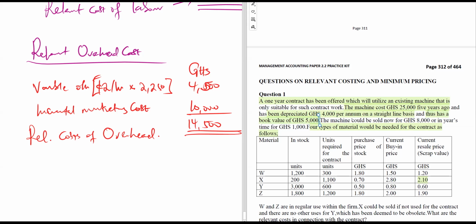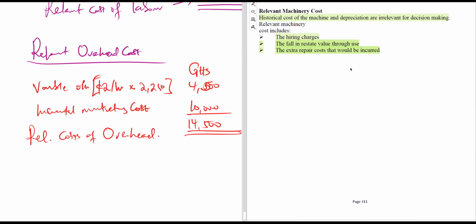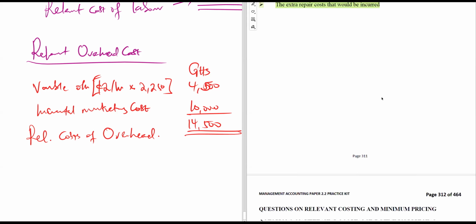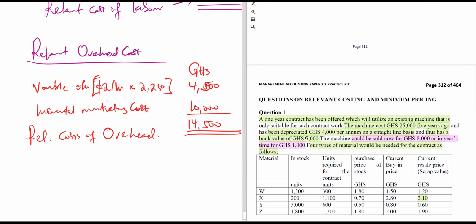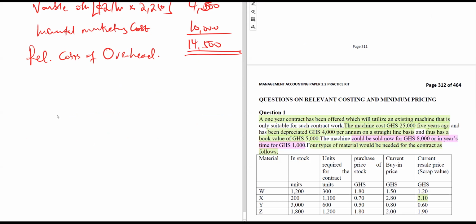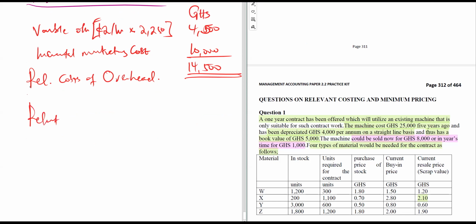The machine could be sold now for 8,000 or in a year's time for 1,000. What has happened to this machine? It has lost value, right? The machine fell in restate value. We can sell it for 8,000 now, but later we can sell it for only 1,000. How much have we lost? 7,000. But there were no hiring charges, right? That means the only relevant cost of the machine in this one is 7,000.